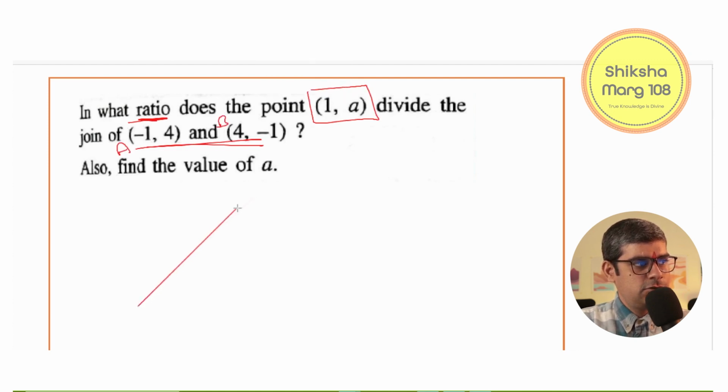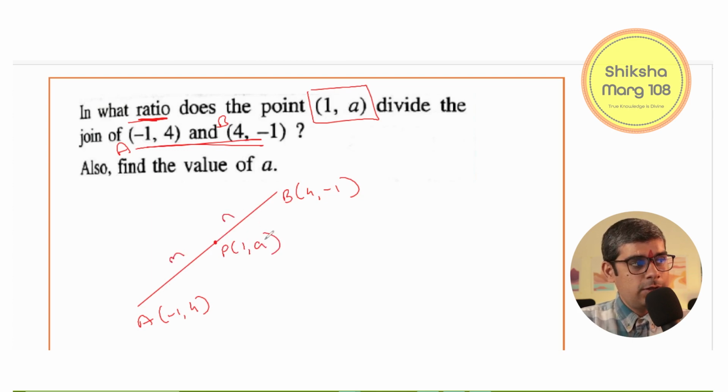Alright, so the English is pretty straightforward over there. The join of AB. So let's do that. A is (-1, 4), B is (4, -1), and we got a point which is (1, a). Let's have that point over here, P(1, a), and it's dividing this line segment AB in a certain ratio, m is to n. Now the question is quite straightforward. They have given us the x coordinate of point P but not the y coordinate, and they ask us the ratio in which point P is dividing the line segment AB.